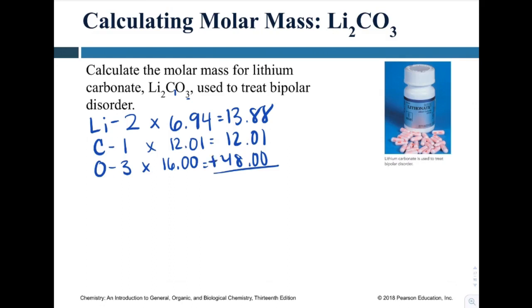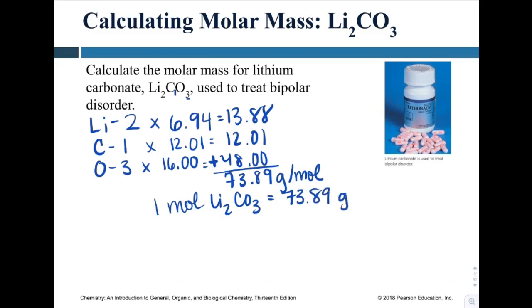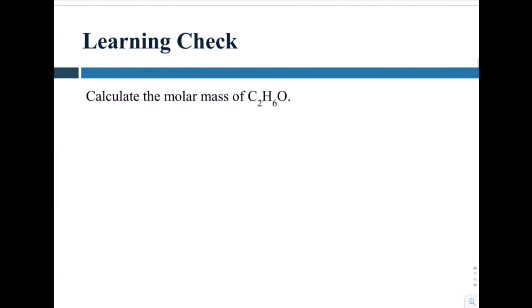Now we're going to do like we did with valence as well and add them all up. So I have 9, 8, 13, 4, 5, 6, 73.89 grams per mole. And so I can actually practice writing this as a conversion. In 1 mole of lithium carbonate, I will be able to weigh out 73.89 grams of lithium carbonate. Why don't you try this one and then press play again to see if you get it right.